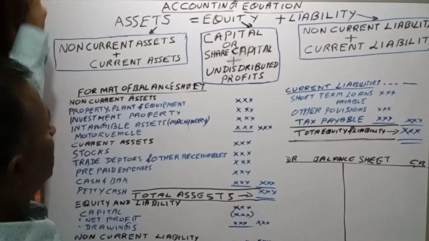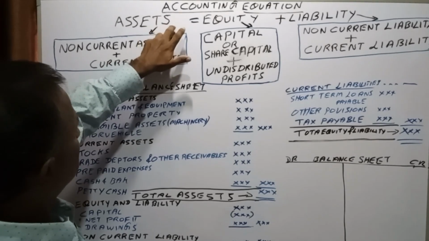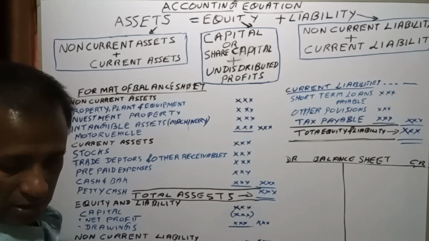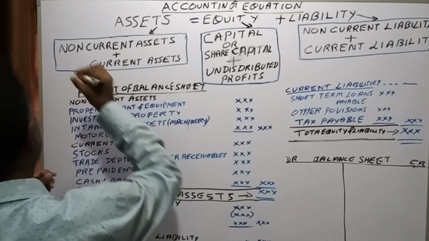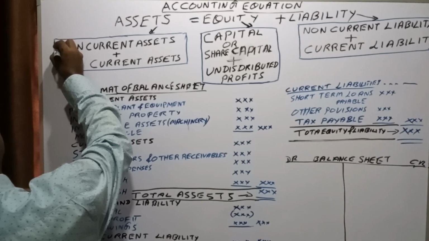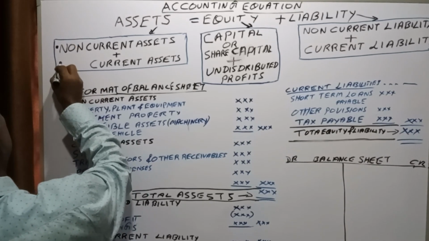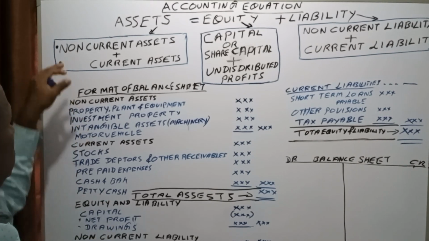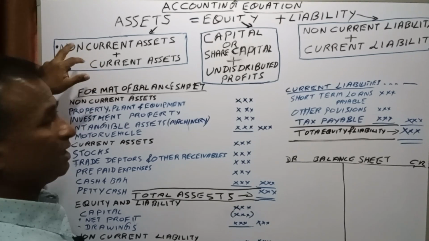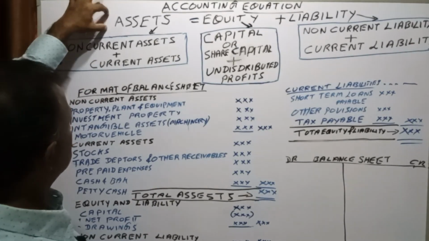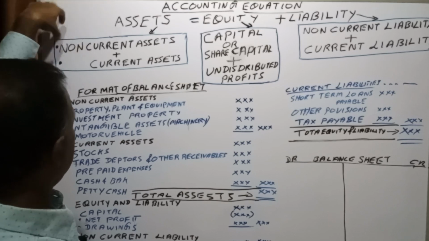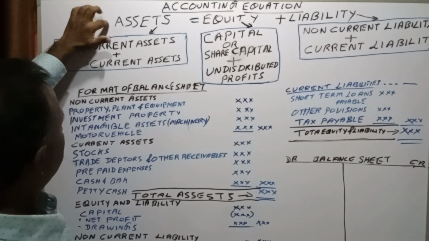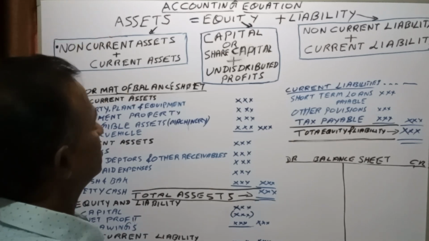Further, we can divide the assets into two categories. That is, one is non-current assets and the other is current assets. Assets consist of two categories, non-current assets and current assets. Then only we will arrive at the total assets.